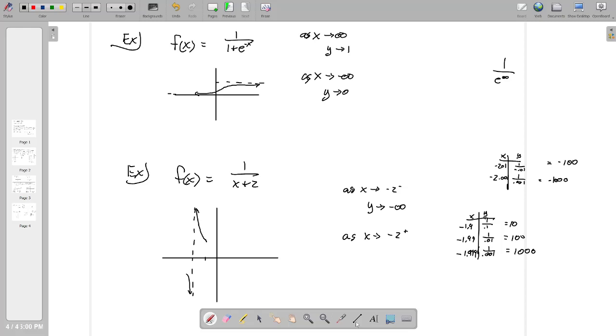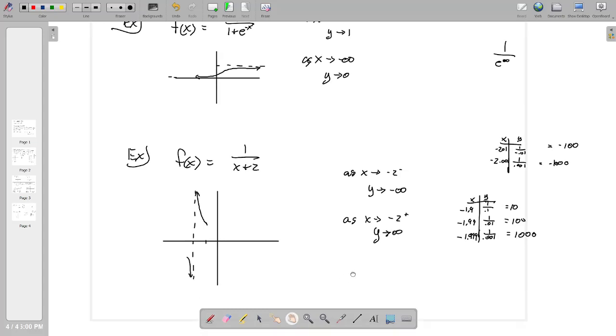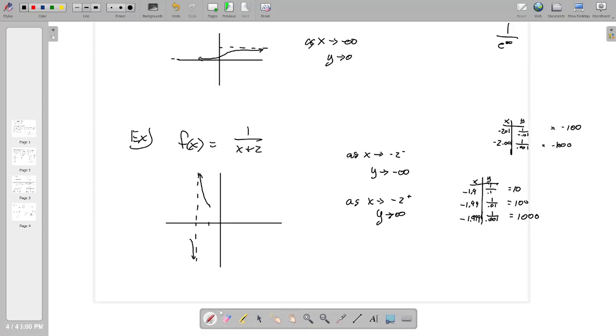Right? So we definitely have a vertical asymptote. We only needed to show one side in order to have a vertical asymptote, but we definitely have one here. Y is going to infinity. Now let's determine any horizontal asymptotes.